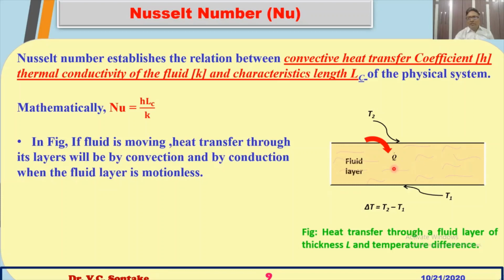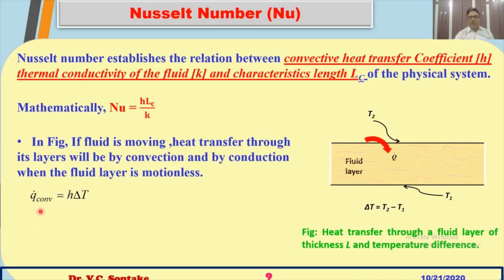However, if the fluid is motionless, the entire heat transfer will take place from this surface through the fluid layer to this surface, that is, the surface at temperature T1, by conduction. So that is basically decided by the value of Nusselt number.